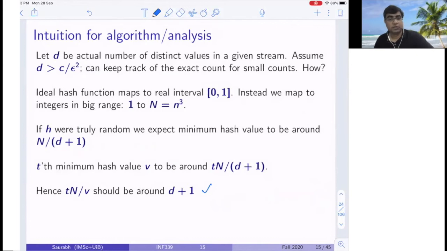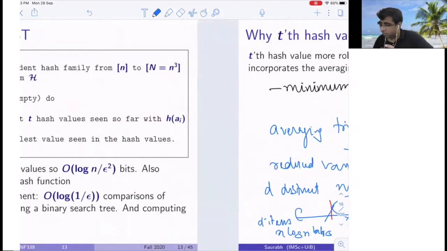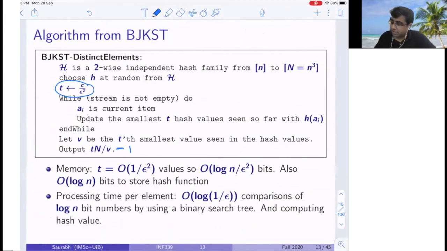I hope the algorithm's intuition is very clear. So what is the algorithm doing? It is basically picking a random hash function, picking an item, keeping a certain threshold number of minimum hash values, and returning based on the tth smallest hash value.